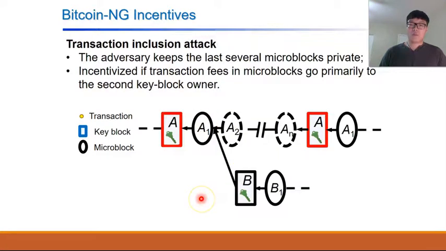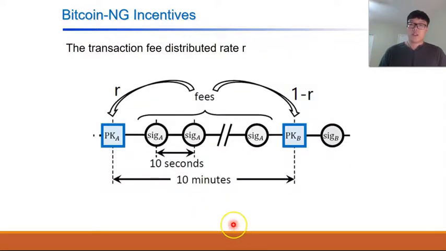The second attack is the transaction inclusion attack. In this attack, when the adversary finds a key block, it withholds some of its own microblocks. This attack is incentivized if the transaction fee in microblocks goes primarily to the second key block owner. To defend against these two attacks, Bitcoin-NG relies on the transaction fee distribution rate R. Basically, an R fraction of the transaction fee in these microblocks goes to the first key block owner. The remaining 1 minus R goes to the second key block owner.